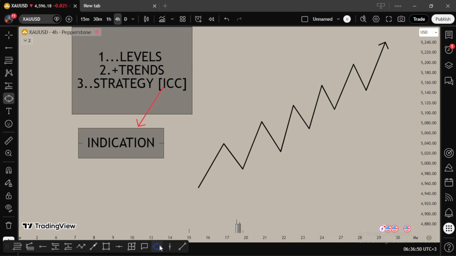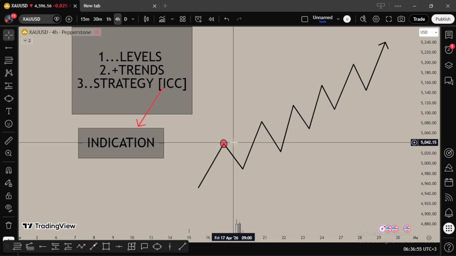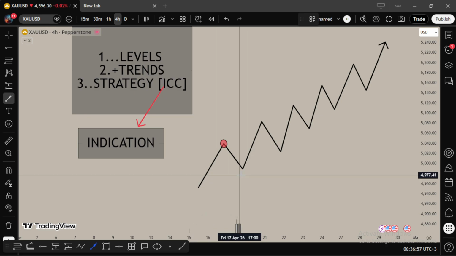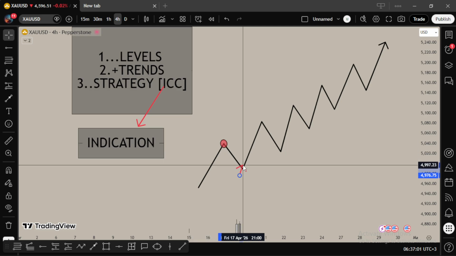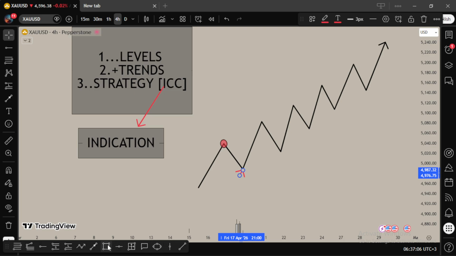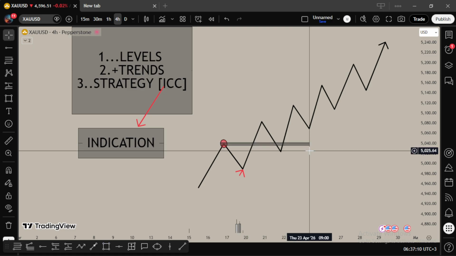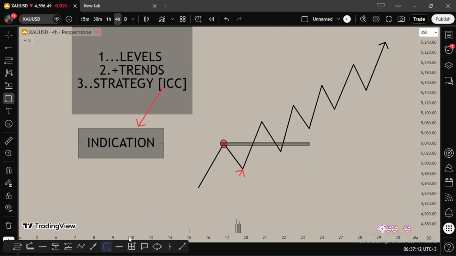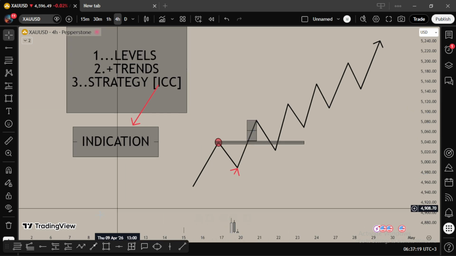Guys, please bear with my TradingView. So buyers have broken into the level of sellers to give us an indication. An indication is price movement above a level. In this situation, this is the indication. It shows us how far price wants to go. Now we want to spot multiple indications.